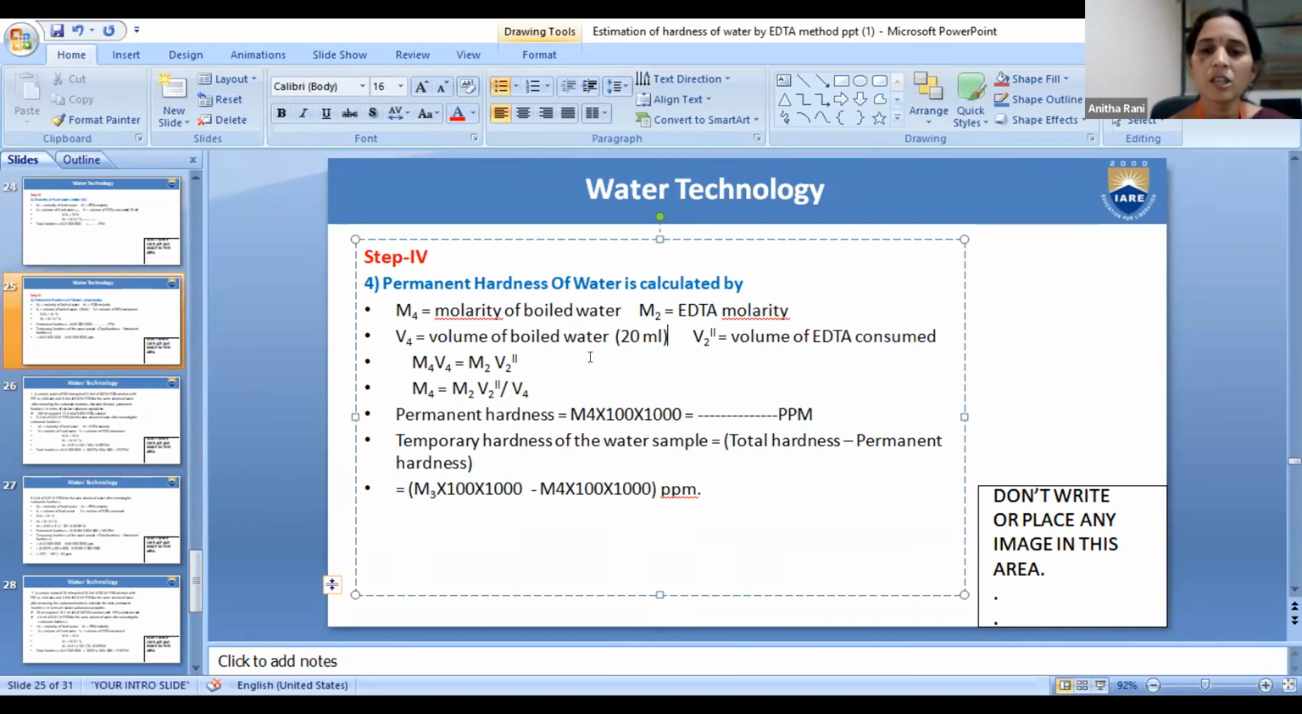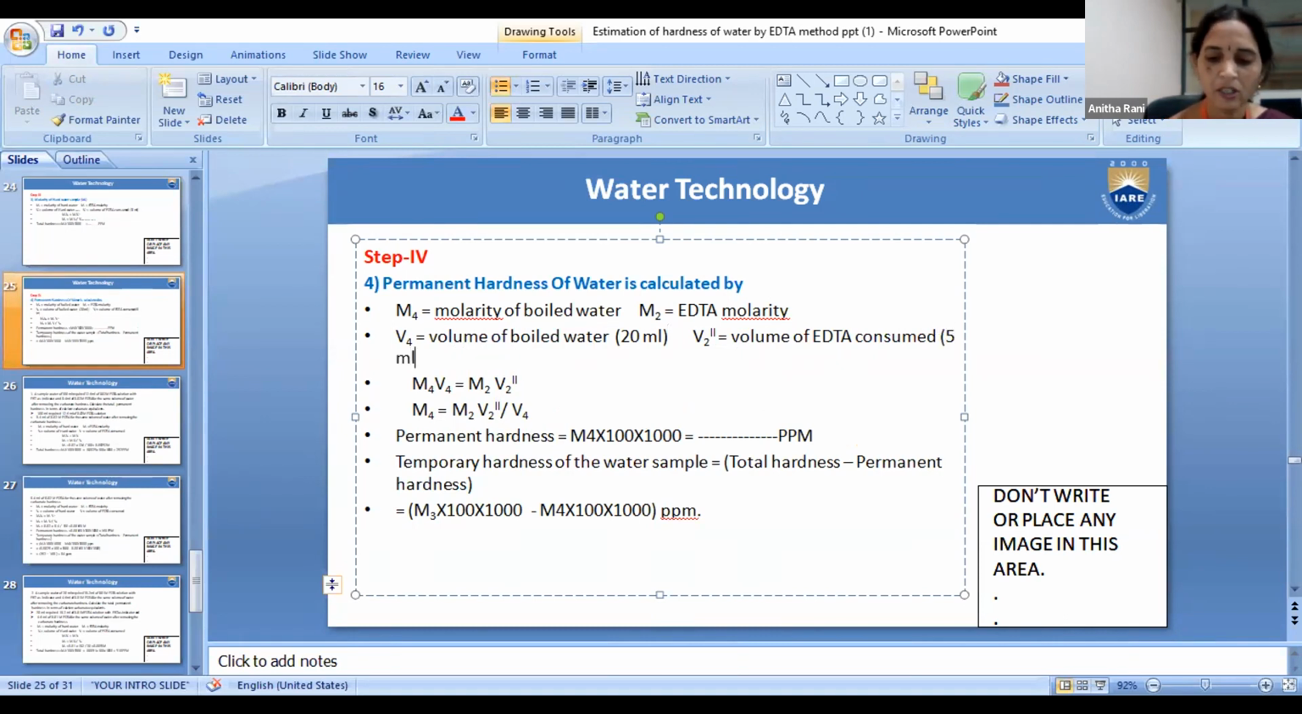So next, M2 is EDTA molarity. Already we know 0.01 molar. M2, V2 double dash, that is volume of EDTA consumed. So I am writing here, students, 5 ml, because there is no temporary hardness.